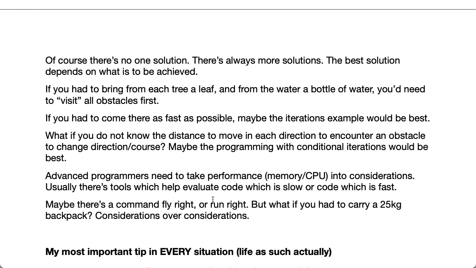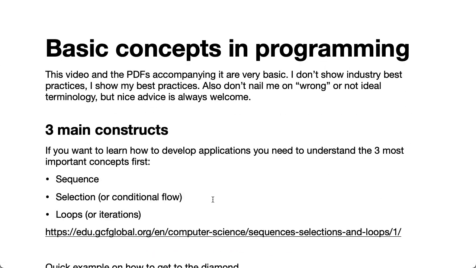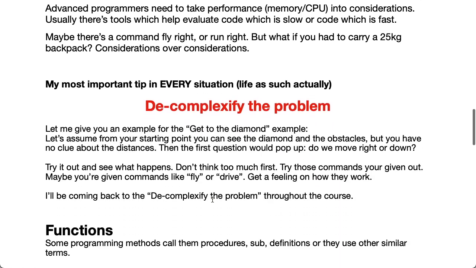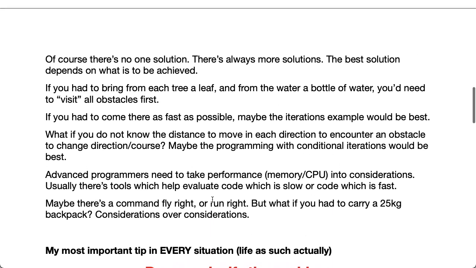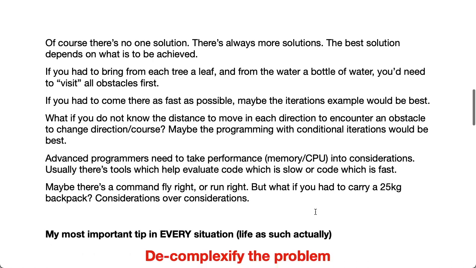Sequence, selection, I call it condition, and loops or iterations. And what I basically want to say by that is there is no perfect solution for any problem. It always depends on the conditions you have. Maybe the condition says you need to bring a leaf to the diamond from each of the trees, or you need to be as far as possible with little changes in directions, or any other precondition, and depending on that precondition, your algorithm will evolve.